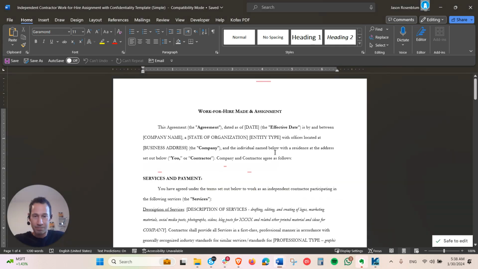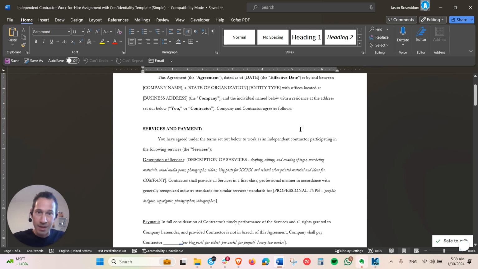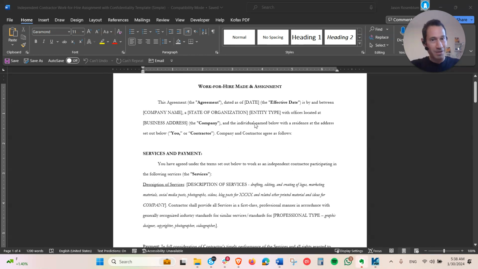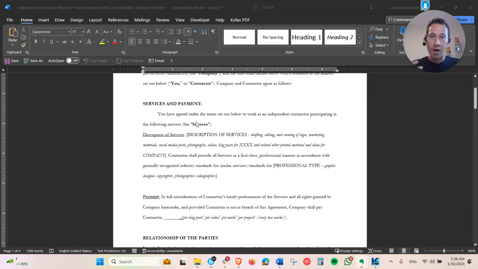Then we have a work for hire agreement. A lot of the language in a work for hire could also be part of an independent contractor agreement that you might see. So again, it's going to spell out who the parties are, who's doing what, and the services that you're hiring this independent contractor for, or this artist. Are they drafting and editing or creating a logo? Are they creating marketing material, social media posts, photographs, videos, blog posts? You're going to want to spell out what it is that they're doing.